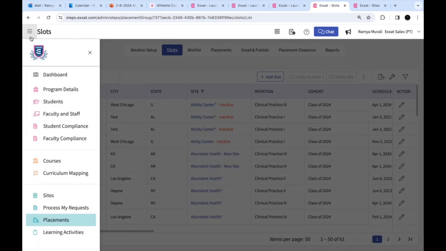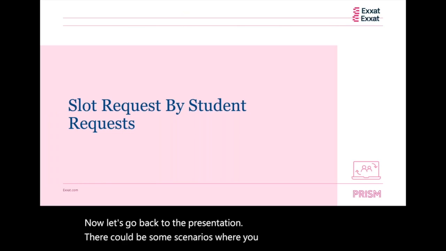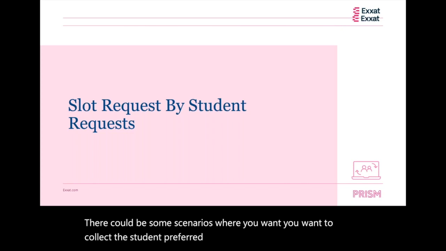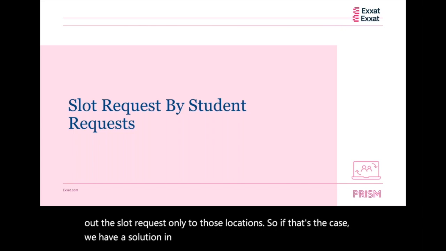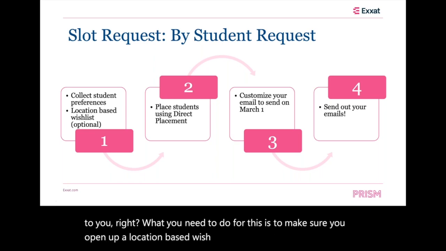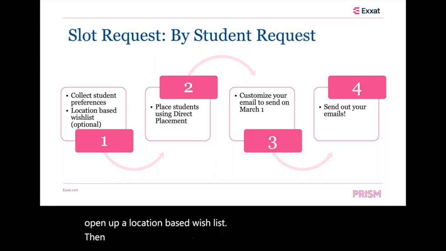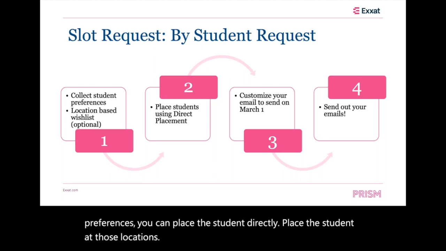All right. Now let's go back to the presentation. There could be some scenarios where you want to collect the student preferred locations, and then send out the slot request only to those locations. If that's the case, we have a solution in our product that we wanted to showcase to you. You need to open up a location-based wish list, then collect the student preferences. Once you collect the student preferences, you can directly place the student at those locations using the direct placement option.